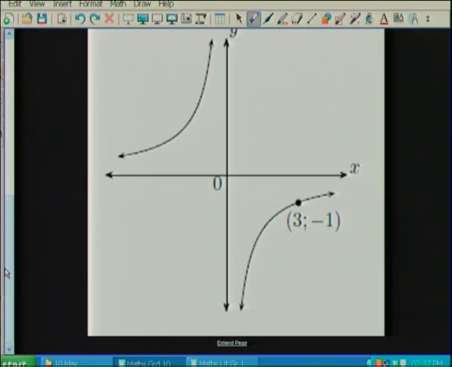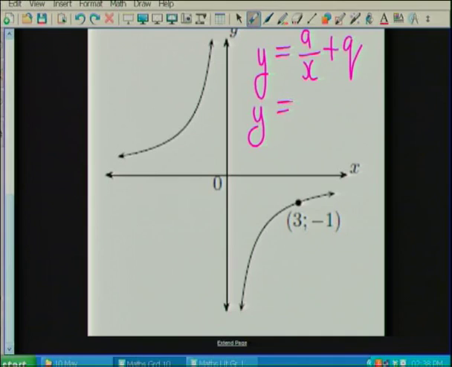Again, we are asked to find the equation, and this time we are dealing with a hyperbola. So I write down the general equation y is a over x plus q. Because they haven't indicated otherwise, my horizontal asymptote appears to be the x-axis, so therefore q is 0, so I'm just going to omit that.